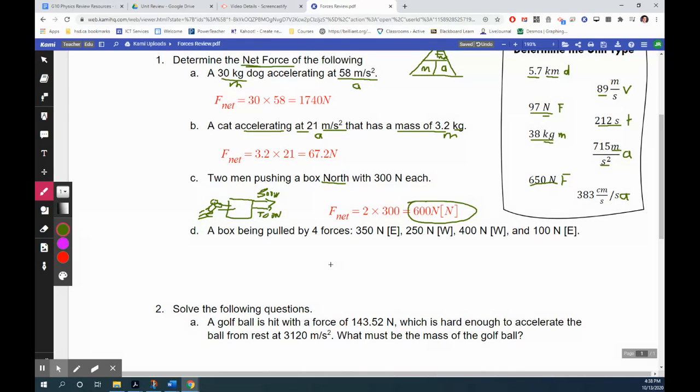Try this one by yourself. Press pause, try the question, and then once you're ready, turn it back on and you'll see what you get.